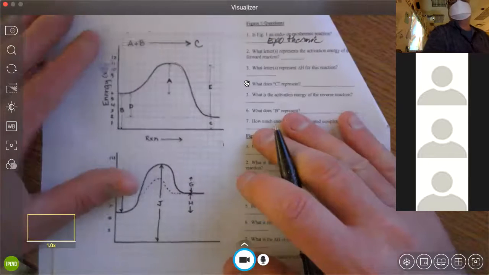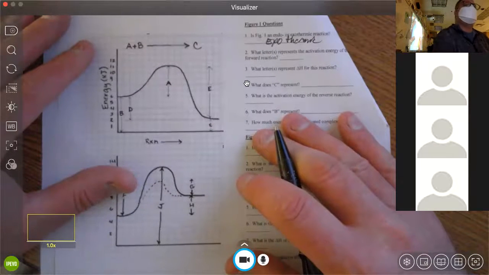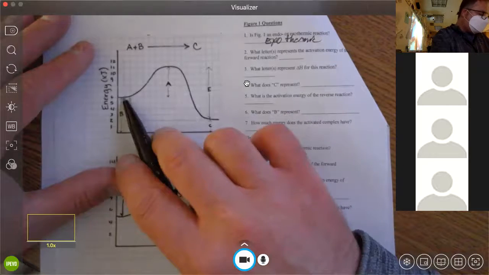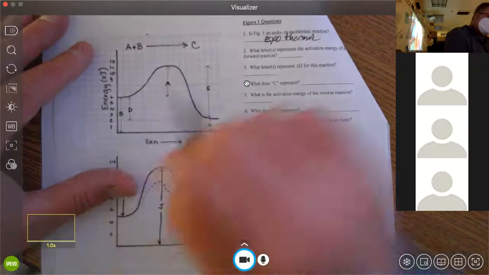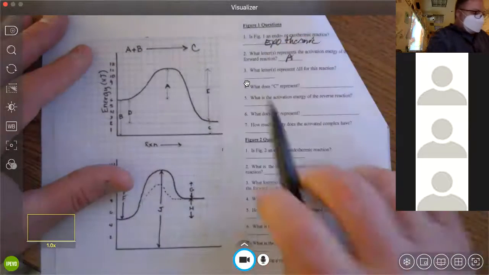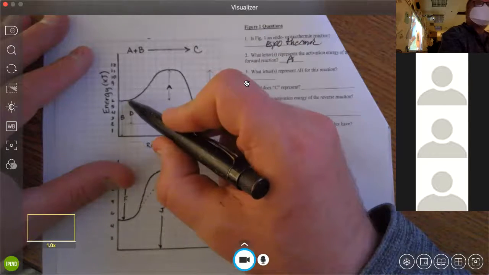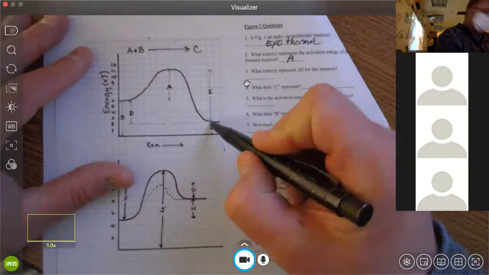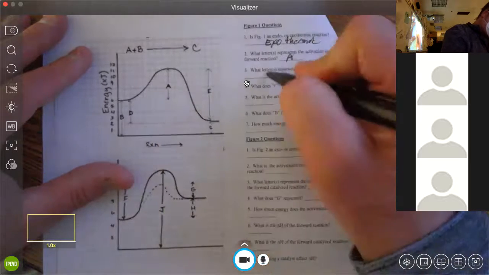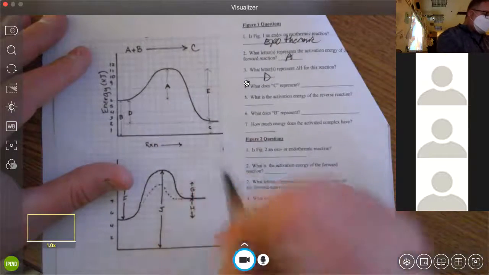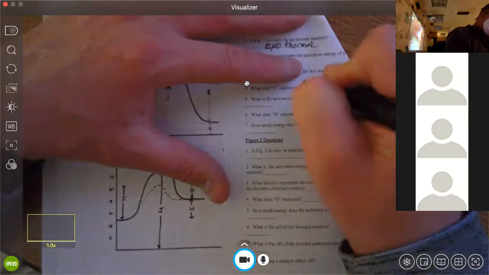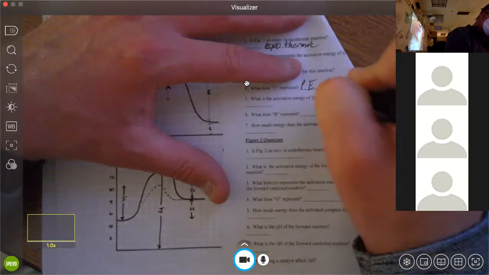What letters represent the activation energy of the forward reaction? So if we're here, we need to get up to here. And that would be A. What letters represent delta H? Well, that's the one we just talked about. We had this much energy. We ended up with this much energy. So that would be D. What does letter C represent? That's the potential energy of the products.